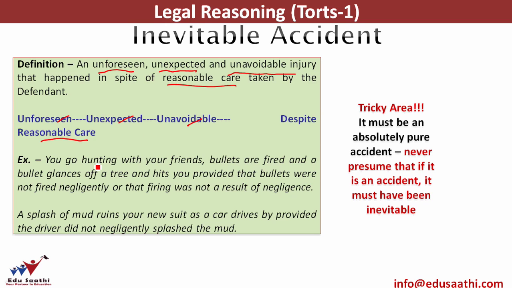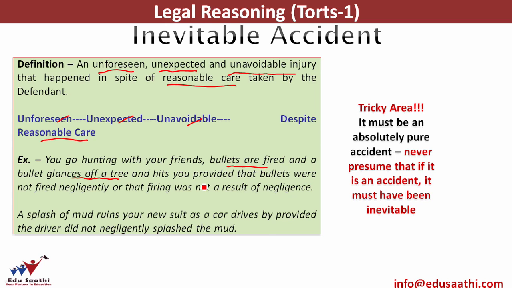Let's take an example. You go hunting with your friends, bullets are fired, and a bullet glances off a tree and hits you, provided that bullets were not fired negligently and that firing was not the result of negligence. Obviously you have gone out for hunting, you will fire bullets, but the bullet hits the tree and then takes a turn, and hits somebody else, one of your friends.